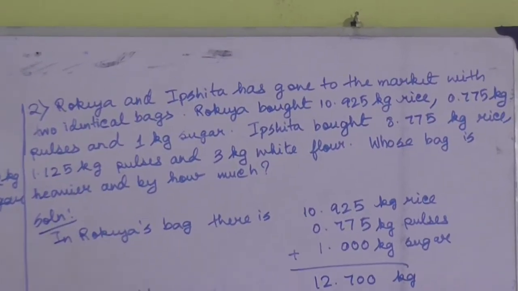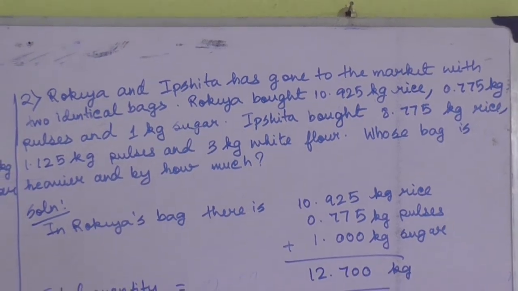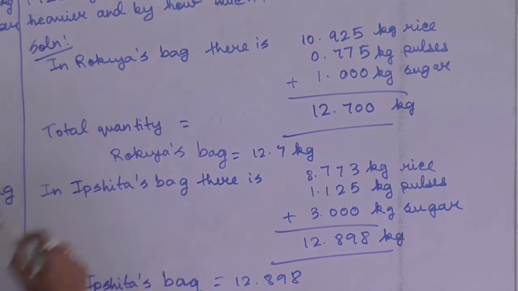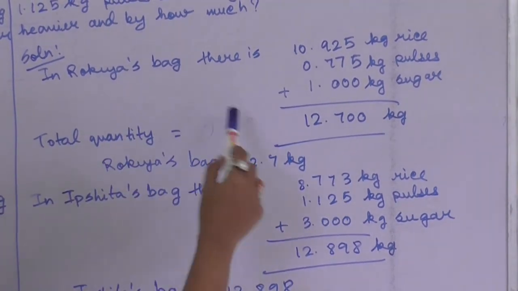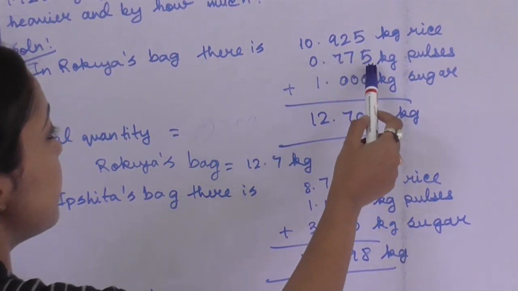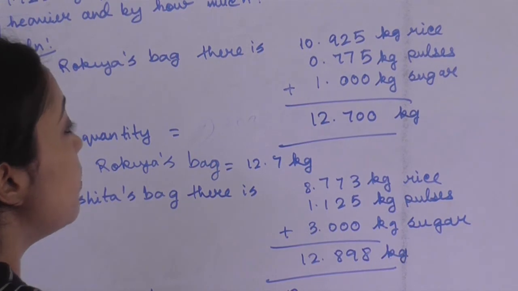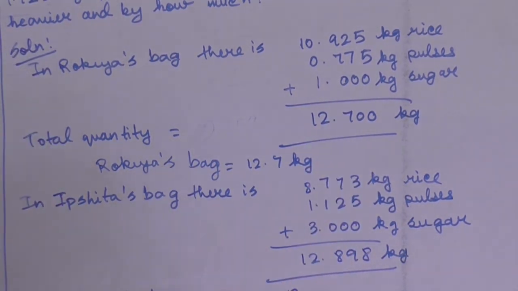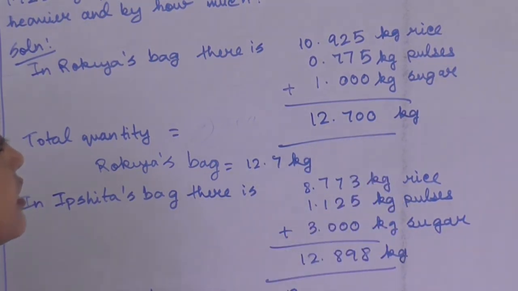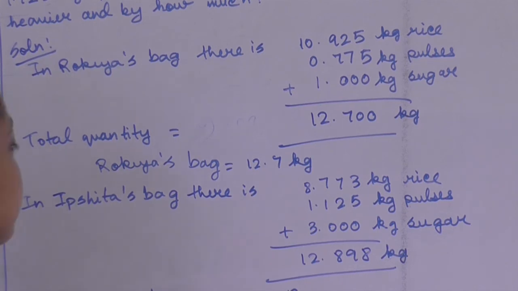First of all you have to calculate the total weight of Rokeya's bag. Now first I have written that in Rokeya's bag there is 10.925 kg rice, 0.775 kg pulses and 1 kg of sugar. So what is the total weight of Rokeya's bag? The total weight of Rokeya's bag is coming as 12.700 kg, which we can write as 12.7 kg.